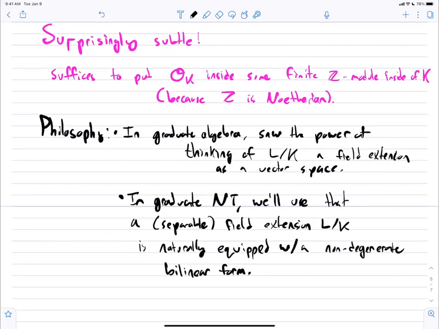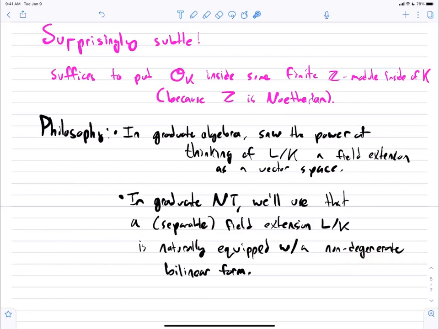So, I mean a bilinear form, in the sense that you saw in your linear algebra classes, like an inner product on a real vector space. I mean, this won't be an inner product because it won't satisfy positivity, but non-degenerate is good enough for most things. So I'll say more about what that means in a second. But this is going to be a very powerful idea.